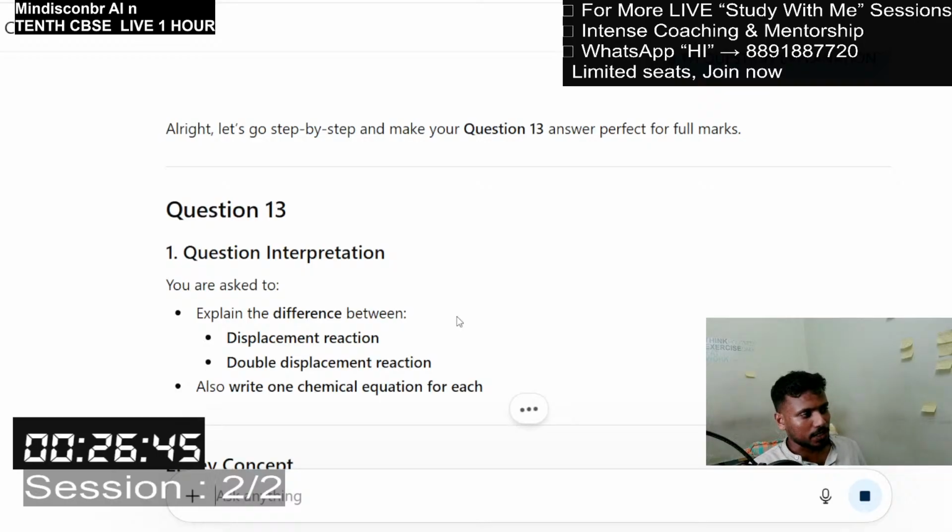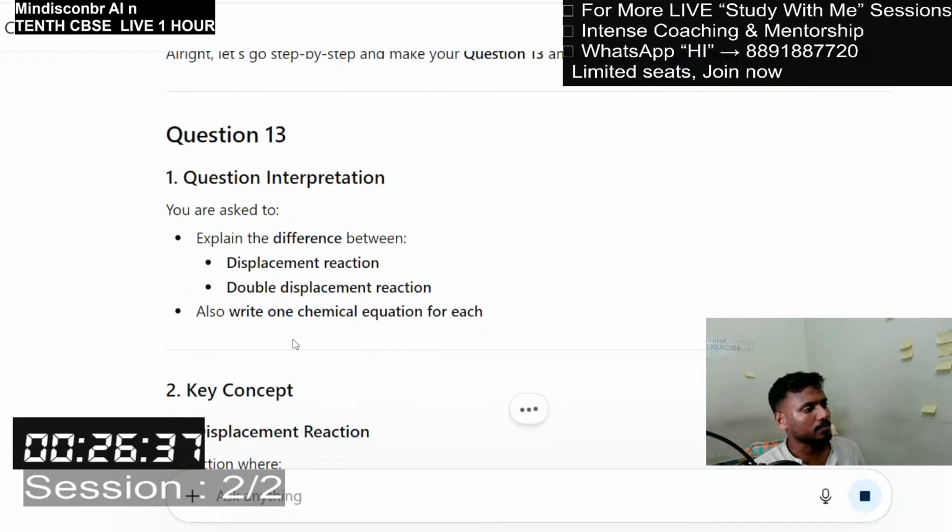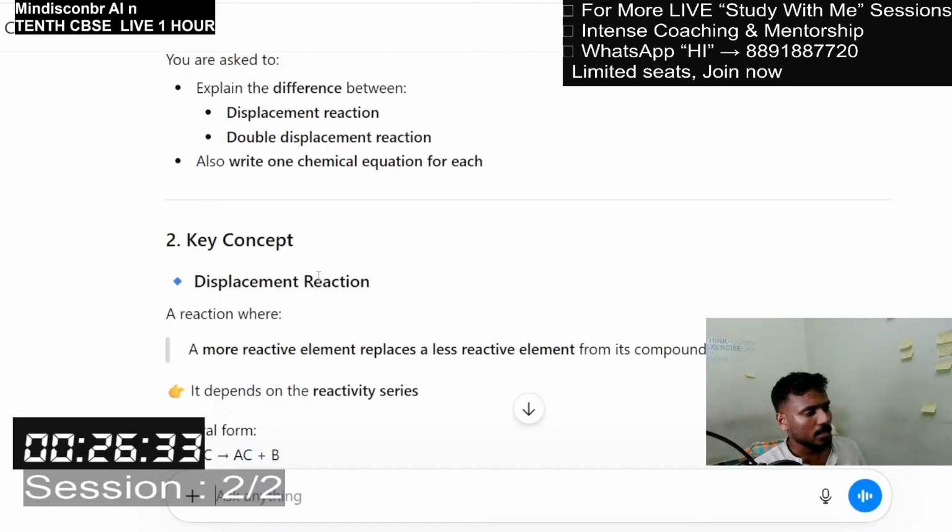Question interpretation. You are asked to explain the difference between displacement reactions and double displacement reactions. Also write one chemical equation for each. So what is the difference between displacement and double displacement reactions? Write equations for these reactions. In this question it is asked what a displacement reaction is and what a double displacement reaction is, and what the difference between these two is.